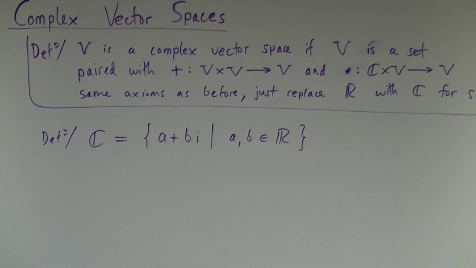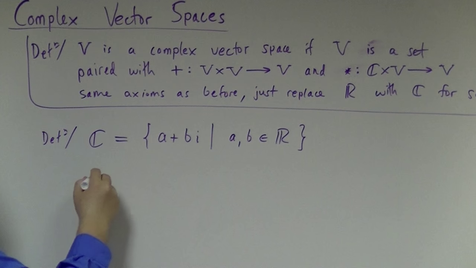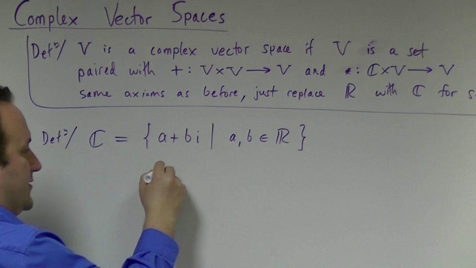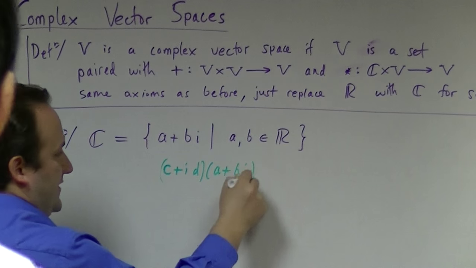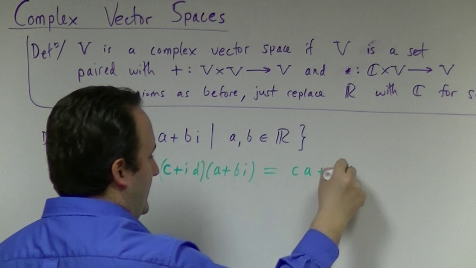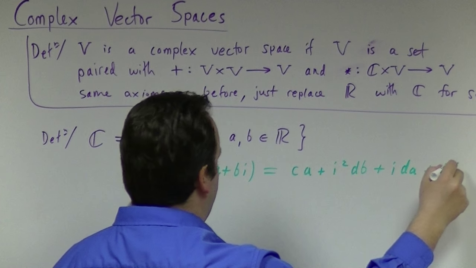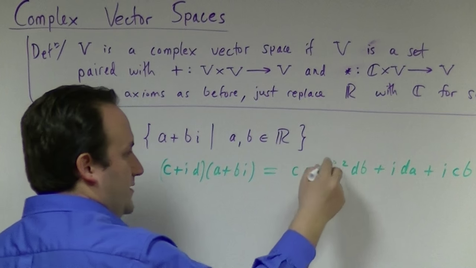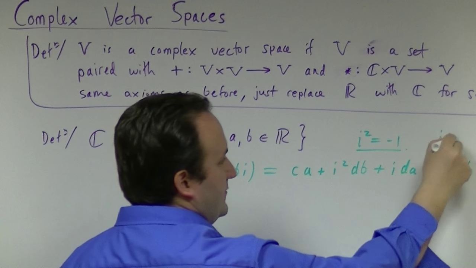One answer that was given to this, by Gauss and some others at the turn of the 19th century, I don't know if I showed this to you guys yet, I'll show it again if I haven't. If you look at complex multiplication, how does it work? You have c plus id and a plus bi. What does that give you? Well, it gives you ca plus i squared db plus i ba plus i cd. And i squared is equal to minus 1, because i is the square root of minus 1.